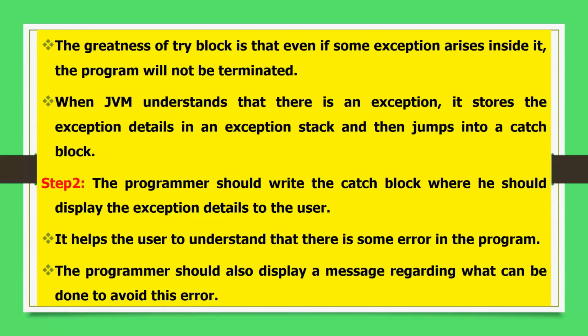In between we have to write statements. The greatness of the try block is that even if some exception arises inside it, the program will not be terminated. When JVM understands that there is an exception, it stores the exception details in an exception stack and then jumps into a catch block. And next, we have to perform step 2. The programmer should write the catch block where he should display the exception details to the user. So it helps the user to understand that there is some error in the program. The programmer should also display a message regarding what can be done to avoid this error.